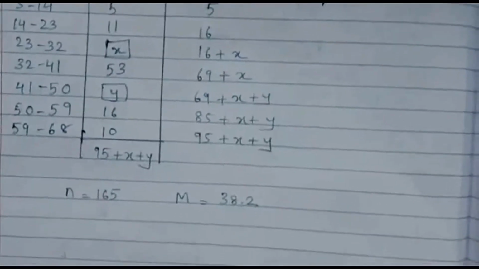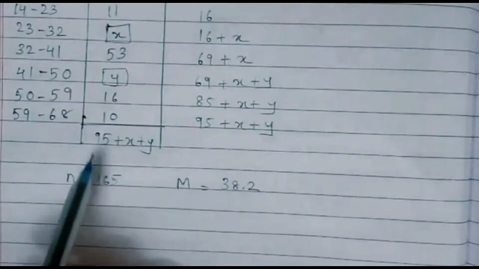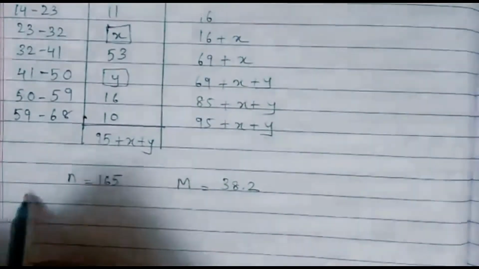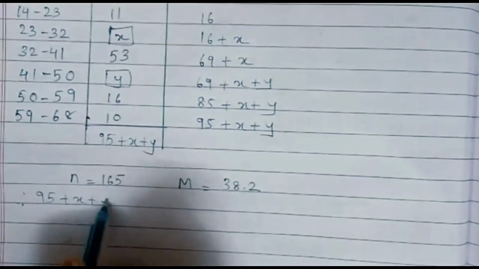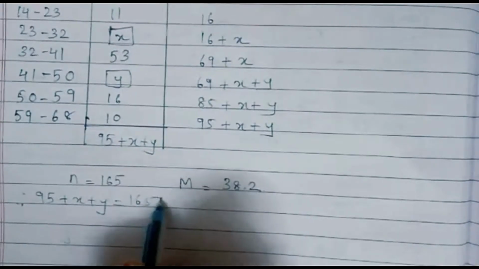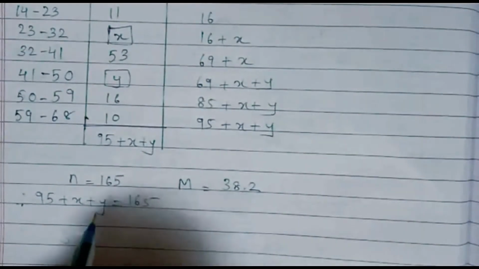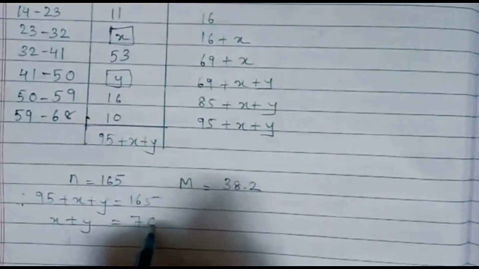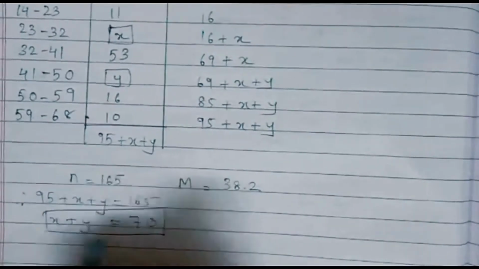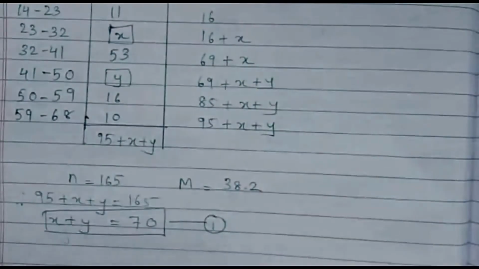Now the first process is the same. Compare this value with n. So we will get 95 plus x plus y is equal to 165. So our equation will be x plus y is equal to 70. This is the first result.